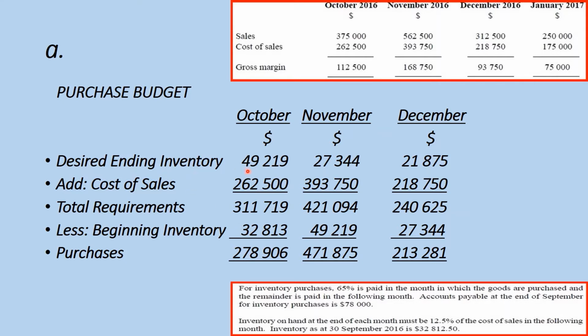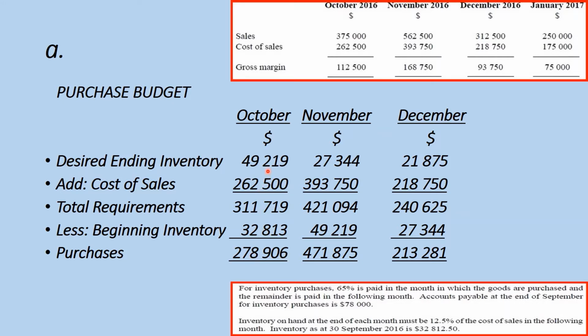The desired ending inventory, in fact, is 12.5% of the next month's cost of sales. So it will be 12.5% of 393,750, and that will give us 49,219. To that we add the cost of sales from here, and we get 262,500 plus 49,219 equals 311,719, minus the beginning inventory, and we get the purchases here.